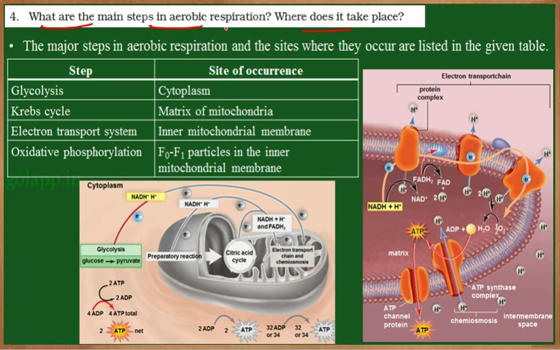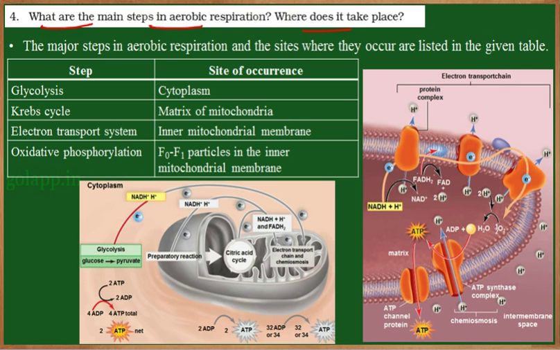So students, aerobic respiration is a process in which energy will be liberated in the form of ATP, and for this process to take place, oxygen is required. Glucose will be broken down into carbon dioxide and water, releasing a large amount of energy, and here the final acceptor of the electron will be oxygen. So it requires oxygen. This complete process we call aerobic respiration.